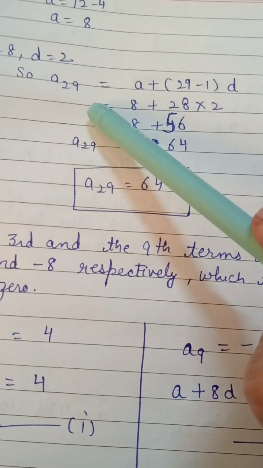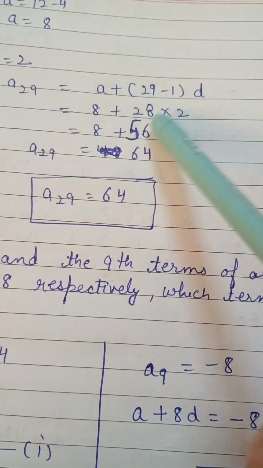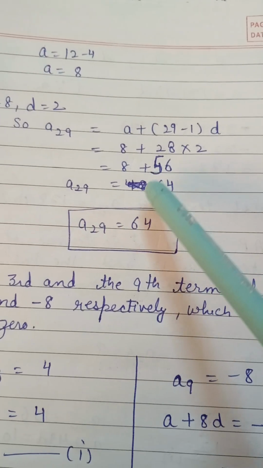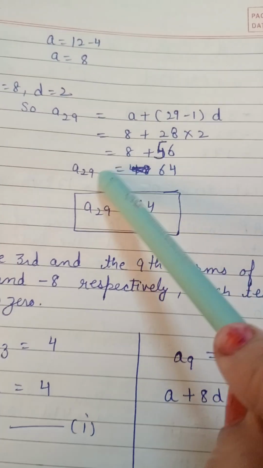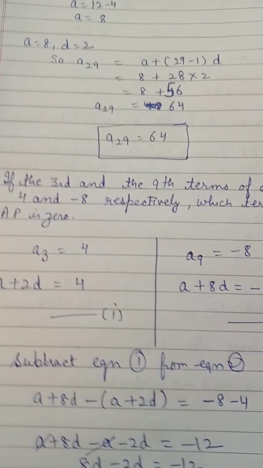So A29, A plus 29 minus 1D, and this is 28 multiplied by, because D value is 2. So this will become 56 and 56 plus 8 is 64. So A29 value is here 64. Come to the next question.